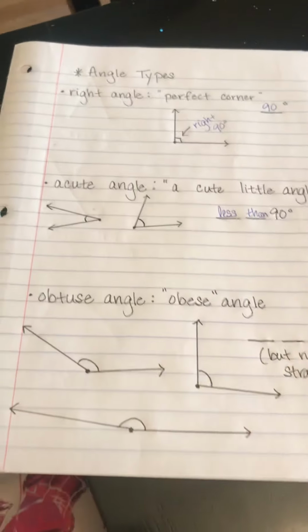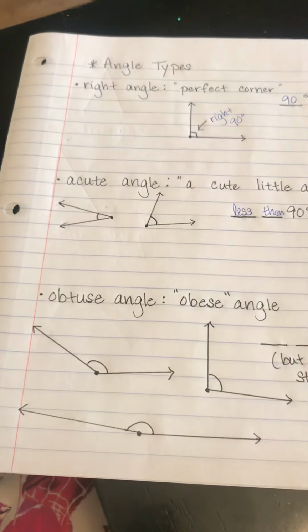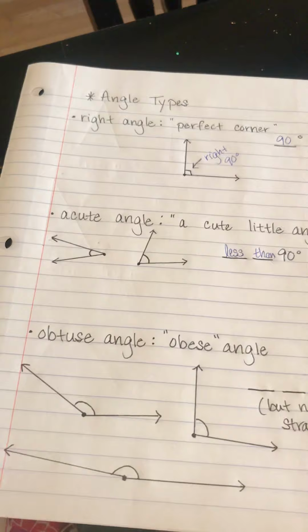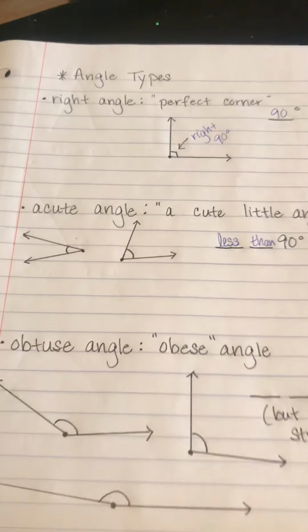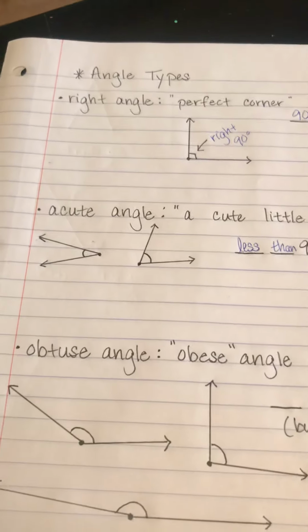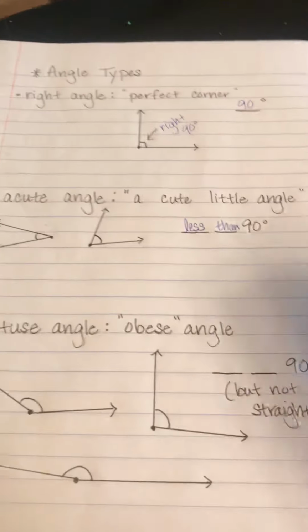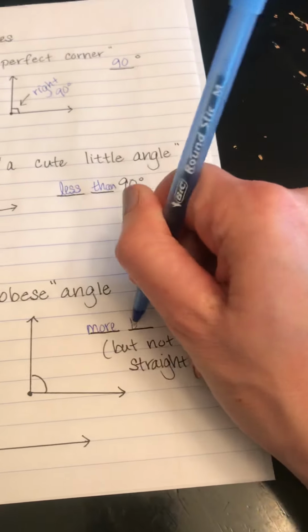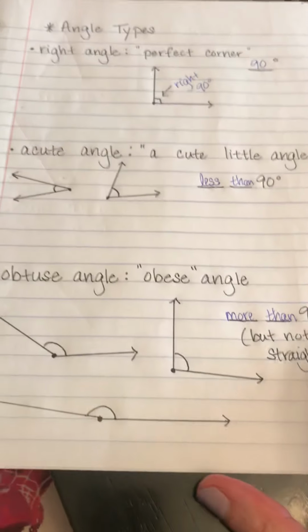Okay? Now, the last type is called an obtuse angle. And I kind of like to think of a sumo wrestler on these. The big guys who wrestle over in Japan. You can also think of them as like an obese angle. Obese means overweight, okay? So they're big ones. They are more than 90 degrees, but they're not a straight line, okay?